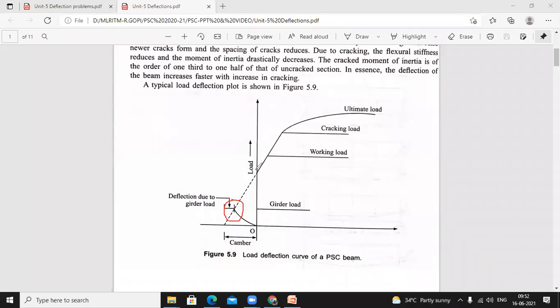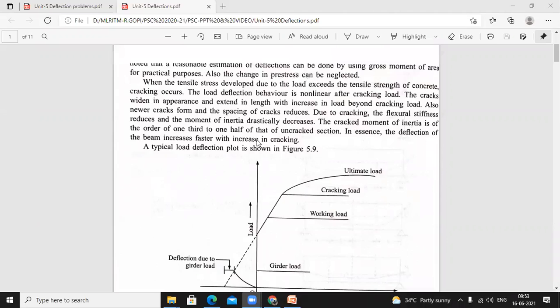You can see here from this starting point, somewhere in the load, it will go like this. This type of deflection occurs when live load is acting. Live load is, in the sense, external load or imposed load acting on the beam. So this is the point of working load and this is the point of cracking. And this is the ultimate load point. And this is the failure point. This cross mark is nothing but the failure. The beam will fail.